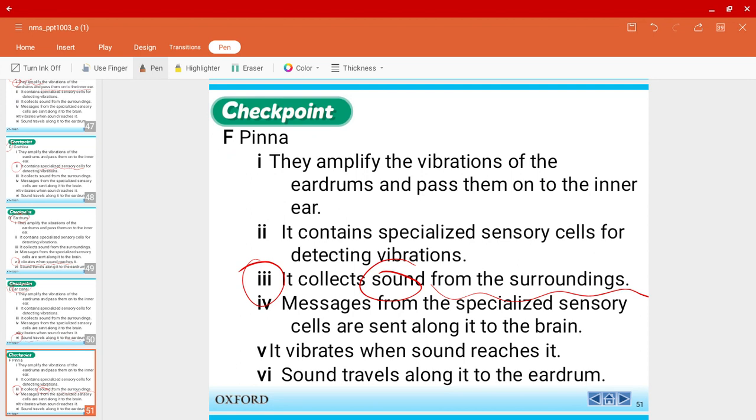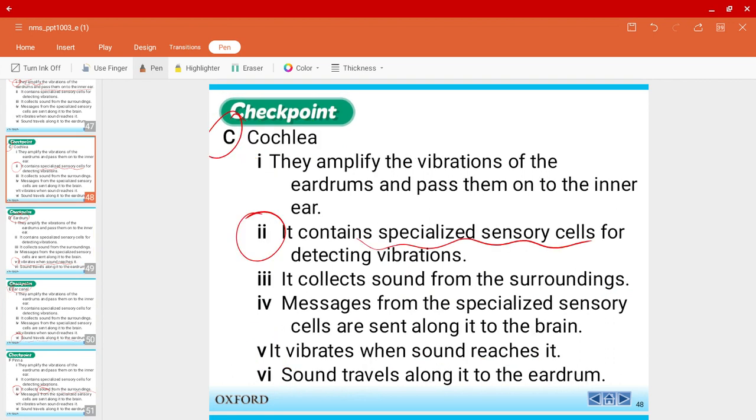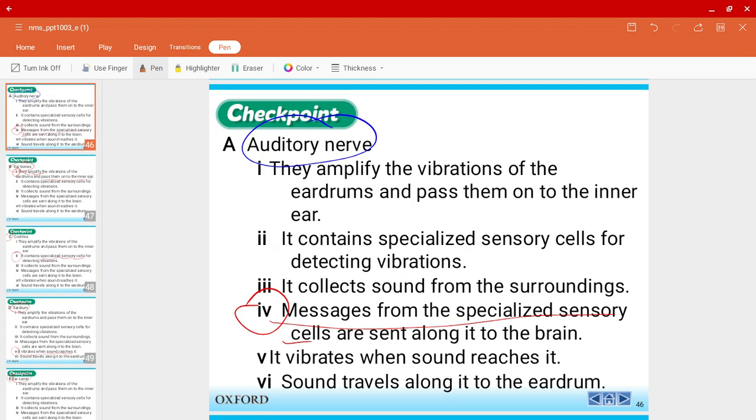Okay, so this wraps up this video on the structure of our ear. The structure names, of course, we learned: pinna, ear canal, eardrum, cochlea, ear bones, and the auditory nerve. Make sure you know their names, their spellings, and their functions.